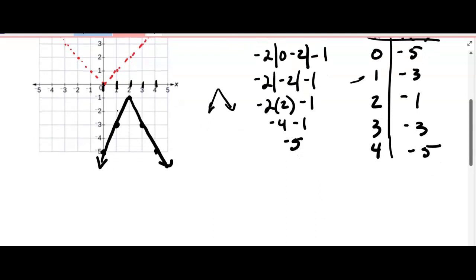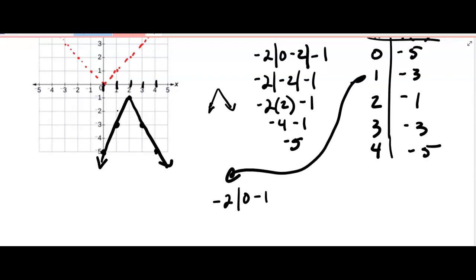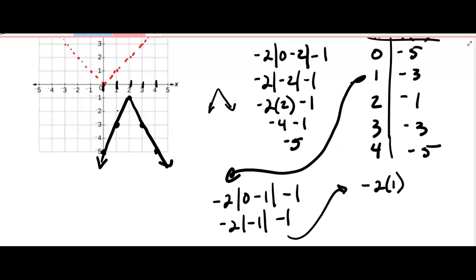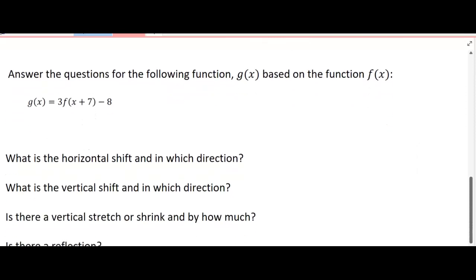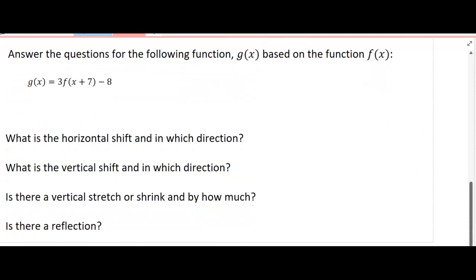I'll just show you this one. I have a little room here. So it'd be negative 2 times the absolute value of 1 minus 1, minus 1. Negative 2 times the absolute value of negative 1 minus 1, which is going to be negative 2 times 1, because the absolute value of negative 1 is 1, minus 1. It's going to be negative 2 minus 1, which is negative 3. And they're all going to work like that table of values shows. Probably more information than you wanted to know.